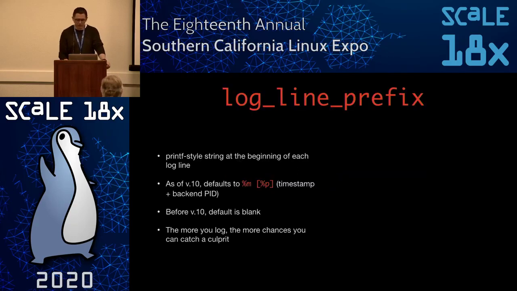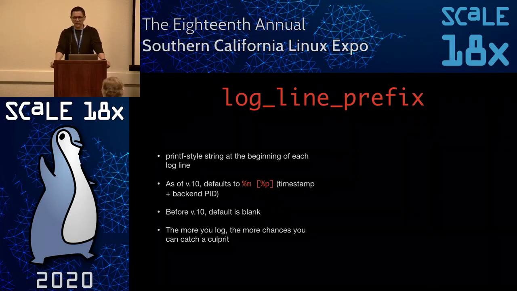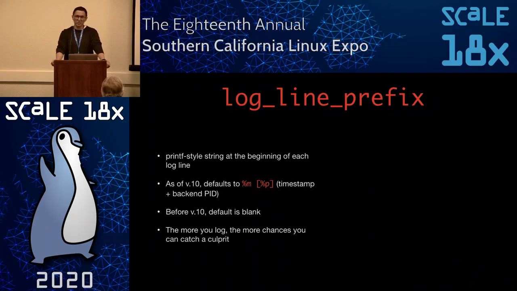What log_line_prefix is, if you're familiar with printf, which I think most of you are, is a printf style string that goes at the beginning of each line. As of version 10, so all the more modern versions, it defaults to %m [%p], which is basically a timestamp with milliseconds and the backend PID. So every line that gets logged, you're going to get a timestamp and a backend PID. That's good, but that's not as good as it can get. Now, if you're using 9.6 or earlier, you're out of luck because the default is blank. So you better change this parameter if you haven't already.